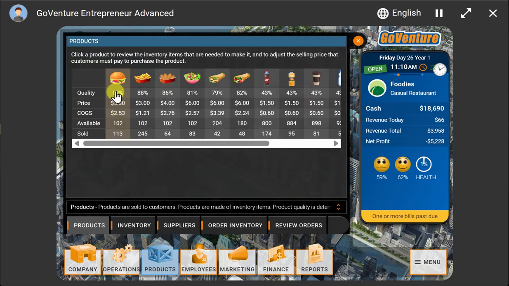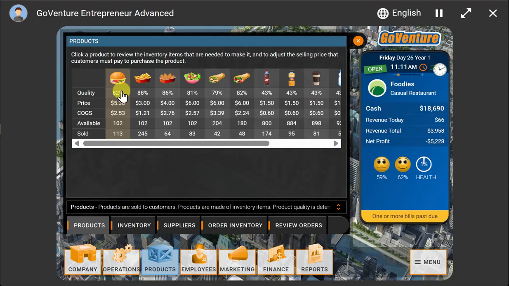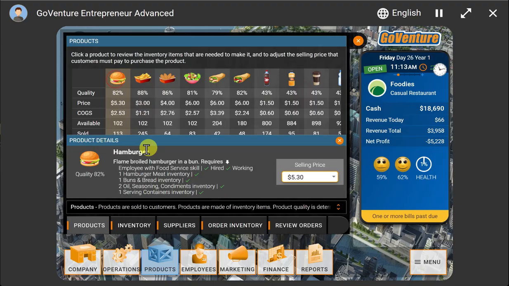I'm running a restaurant so you can see my various menu items. This restaurant happens to be similar to like McDonald's. So we've got a hamburger, French fries, and chicken nuggets and salad. And underneath I can see various metrics like the quality and price. I can click on any item like my hamburger and I can see the selling price and adjust it. But we're talking inventory here. So what I can also see is the ingredients to make that. So in order for me to sell a hamburger, I have to have all these inventory items.